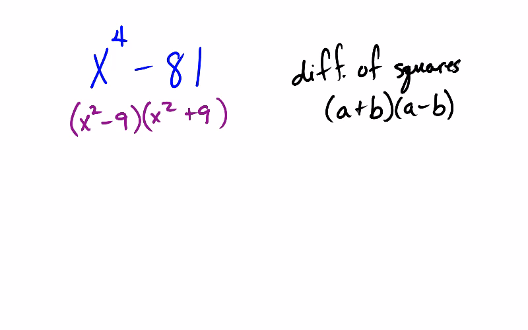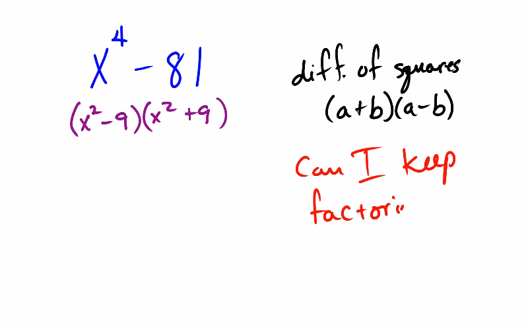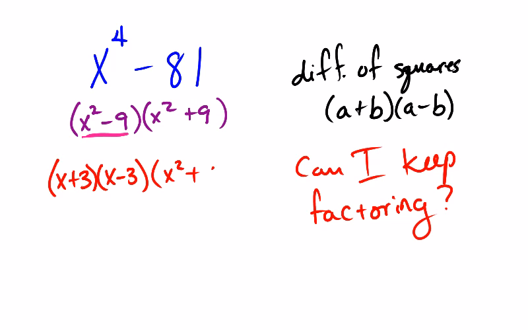But the one thing that you're going to have to ask is, can I keep factoring? And sometimes when you have these higher exponents, the answer to that question after you factor initially is that you have to actually keep going. The answer is yes, I can keep factoring, and it's right here with x squared minus 9. It's another difference of squares problem. So the final answer would be x plus 3 and x minus 3. That's coming from x squared minus 9, and then the x squared plus 9 will stay the same. And that would be fully factored.